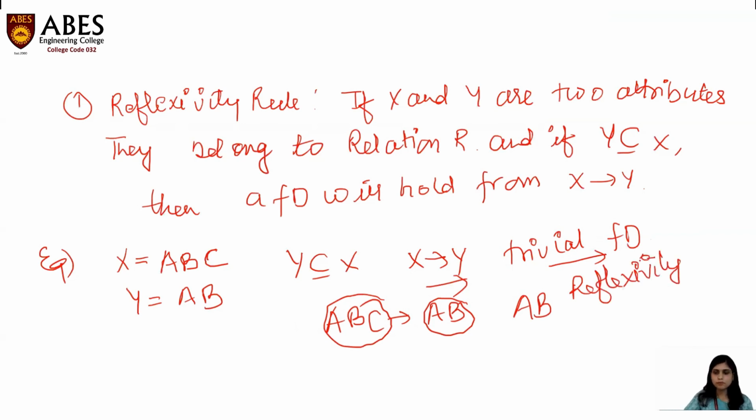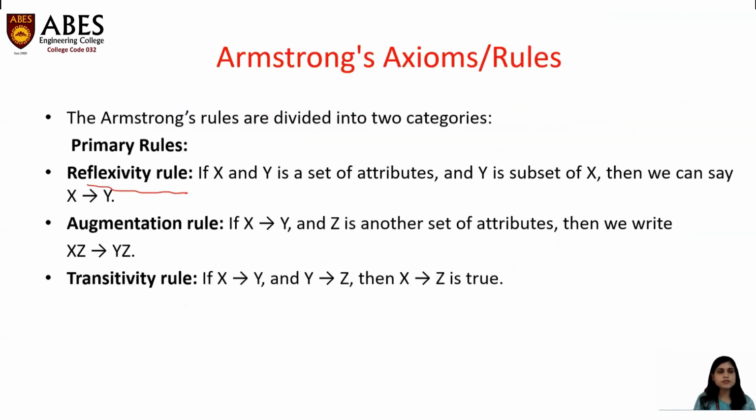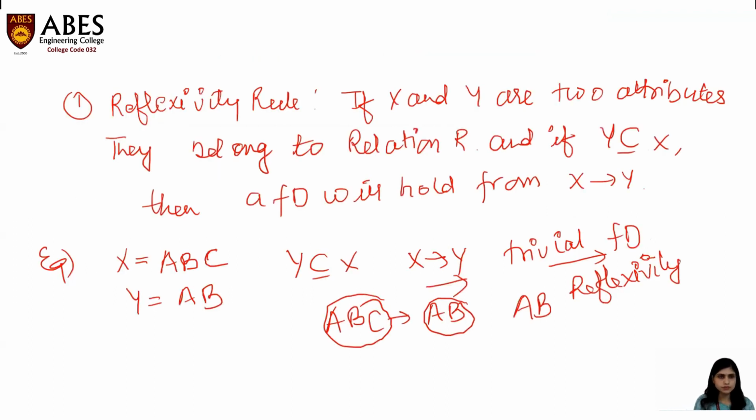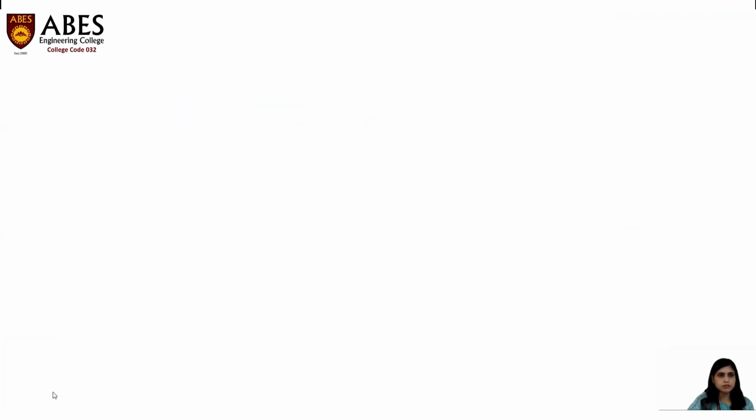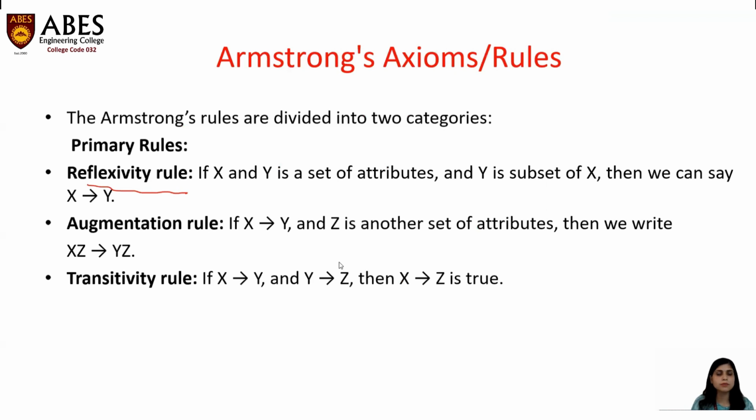So the next rule is augmentation. It also comes under the category of primary rules of Armstrong. Let's see what the augmentation rule is all about. According to the augmentation rule, if x implies y, or if x determines y, and z is another set of attributes, then we can say that xz implies yz.